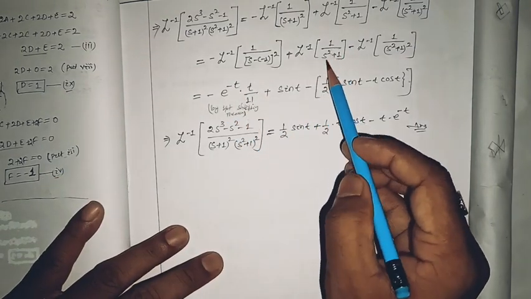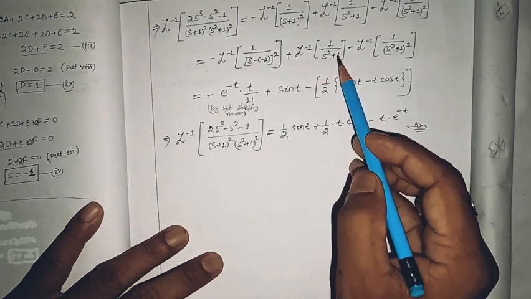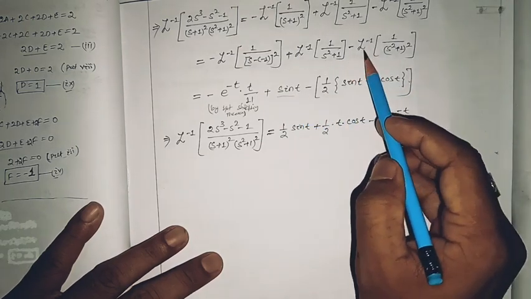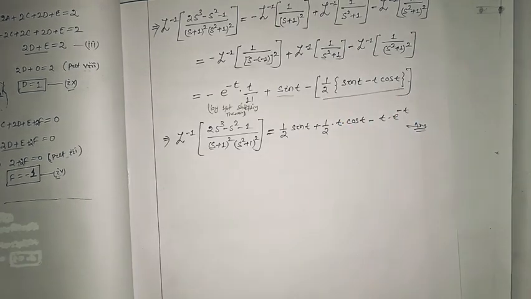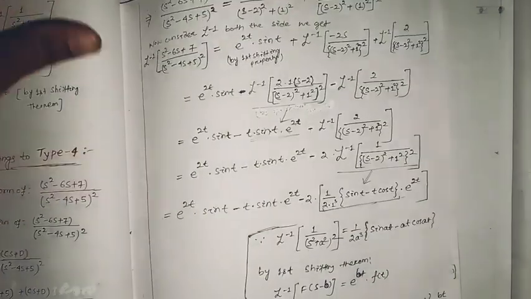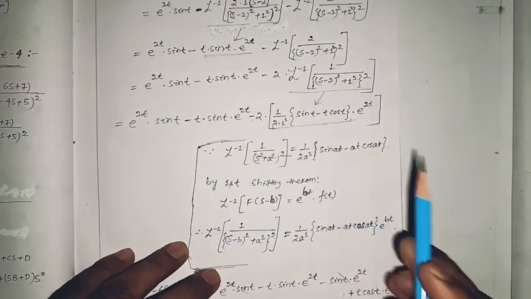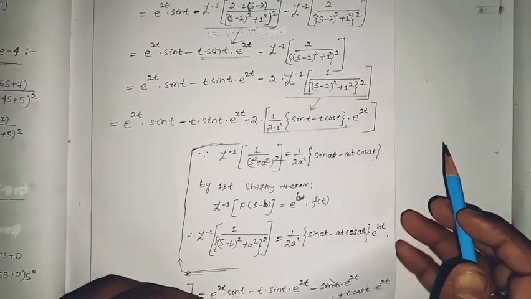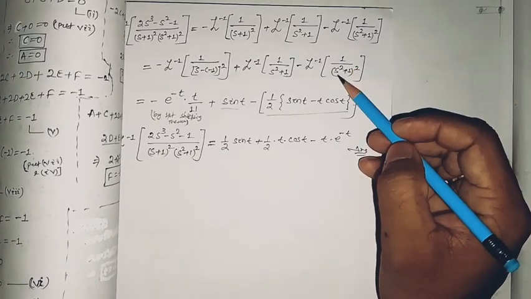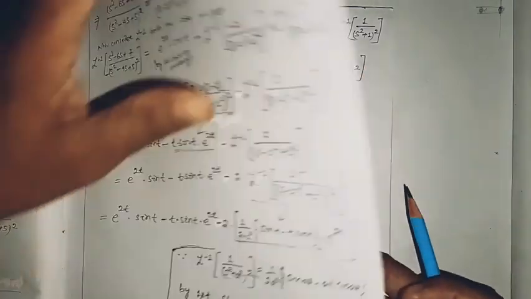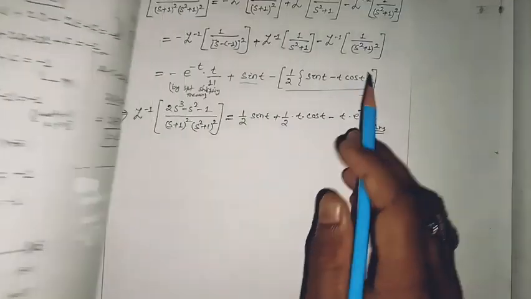Then here you can see this is a straightforward 1 by s square plus 1, that means a by s square plus a square, so the answer will be sin t. And the inverse Laplace transform of 1 by (s square plus 1) whole square will be equal to this much. Already we discussed in our previous question that if we have 1 by (s square plus a square) whole square, this will be 1 by 2a cube into (sin at minus at cos at). Here a is 1, so the answer will be 1 by 2 (sin t minus t cos t).